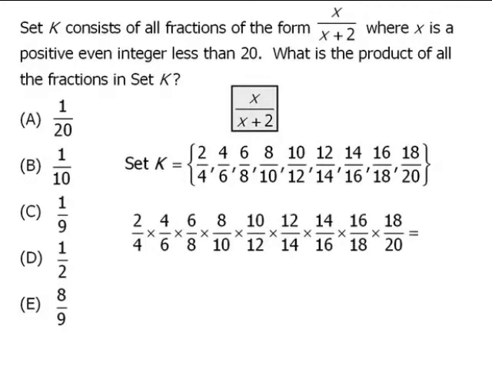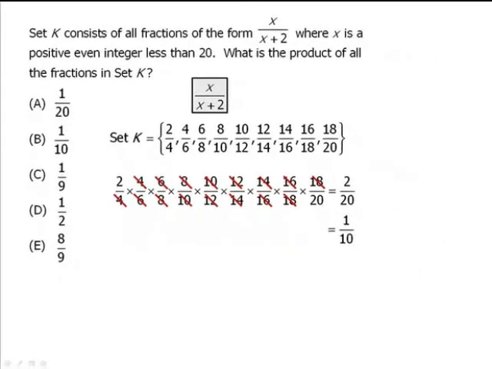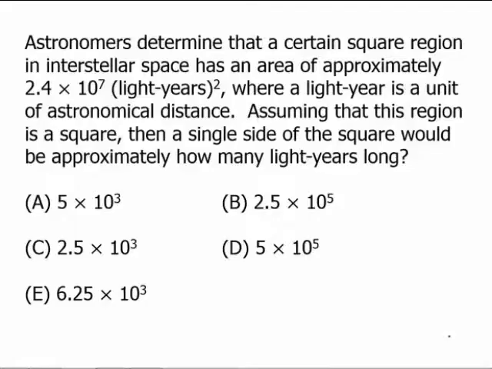Now we want to know the product of these fractions. However, before we do any multiplying, notice that we have a 4 here and a 4 here, so we can cancel them. Similarly, we have these two 6's, which we can cancel. We can cancel our 8's, our 10's, and so on. Now when we multiply, we get the product 2/20, which is equal to 1/10, which is equal to B.